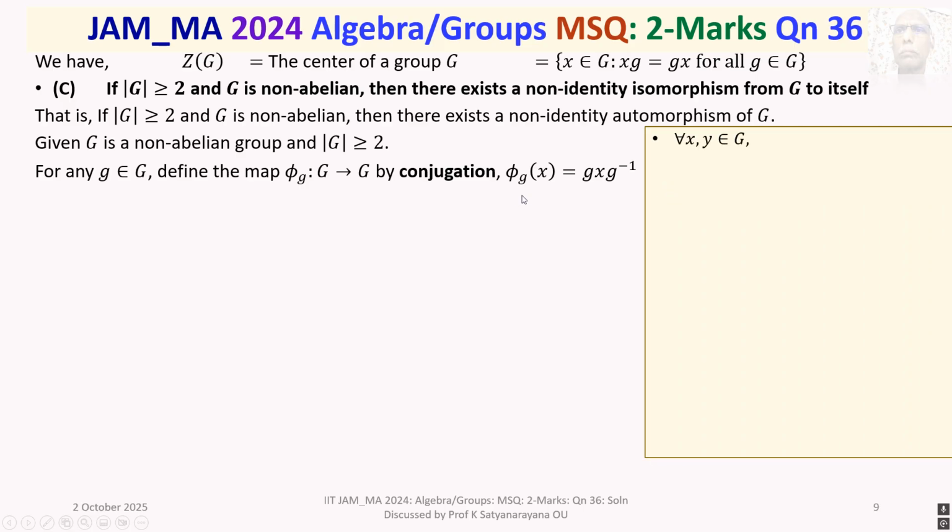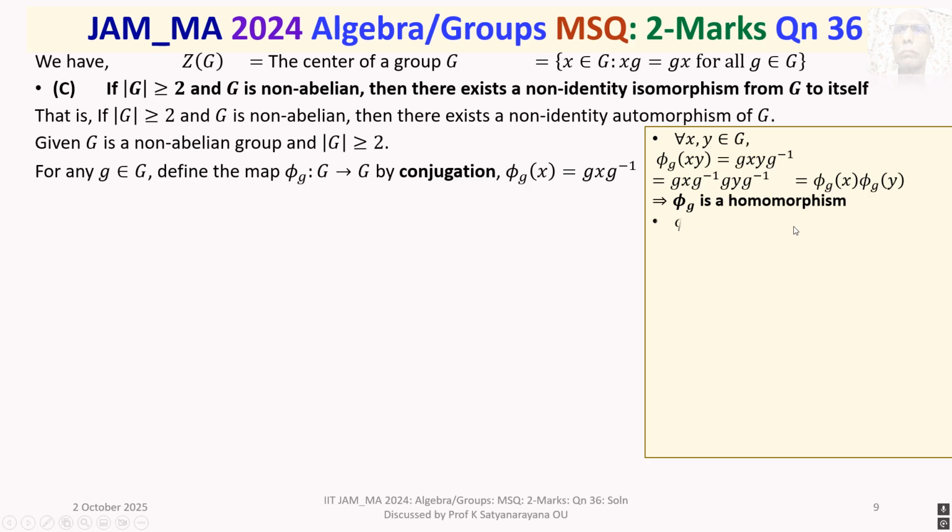Now we will show that phi_g is a homomorphism. For all x, y belonging to G, phi_g of xy is g x y g inverse by definition. This you can write as g x g inverse multiplied by g y g inverse, and that is phi_g of x multiplied by phi_g of y. So thus phi_g is a homomorphism.